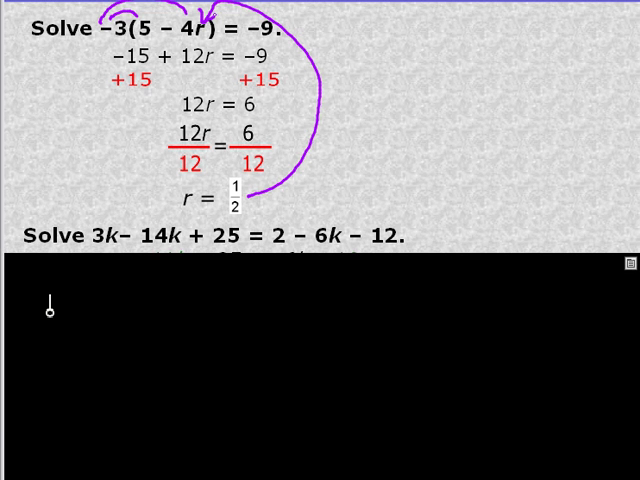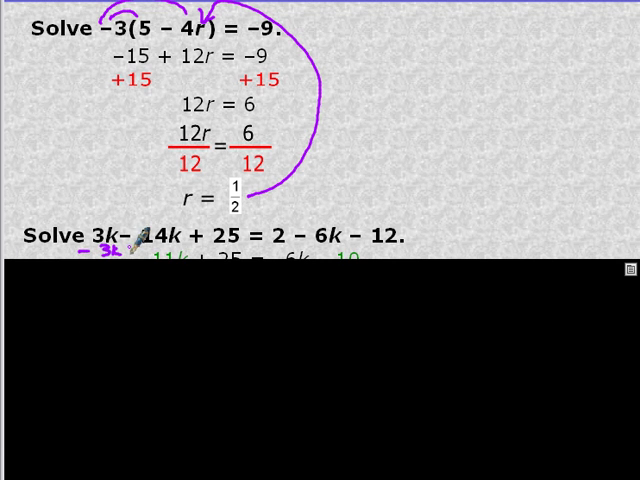All right, next one: 3k - 14k + 25 = 2 - 6k - 12. Just be careful. I see a lot of times in geometry, students want to subtract 3k because you're so used to doing the opposite operation to move things across the equal sign. Remember, these two expressions are on the same side of the equation. If the expressions are on the same side of the equation, you don't have to do the opposite operation. You just combine your like terms.